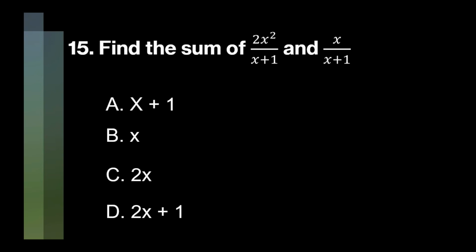Number 15. Find the sum of 2x squared over x plus 1 and x over x plus 1. Letter A, x plus 1. Letter B, x. Letter C, 2x. Or letter D, 2x plus 1.